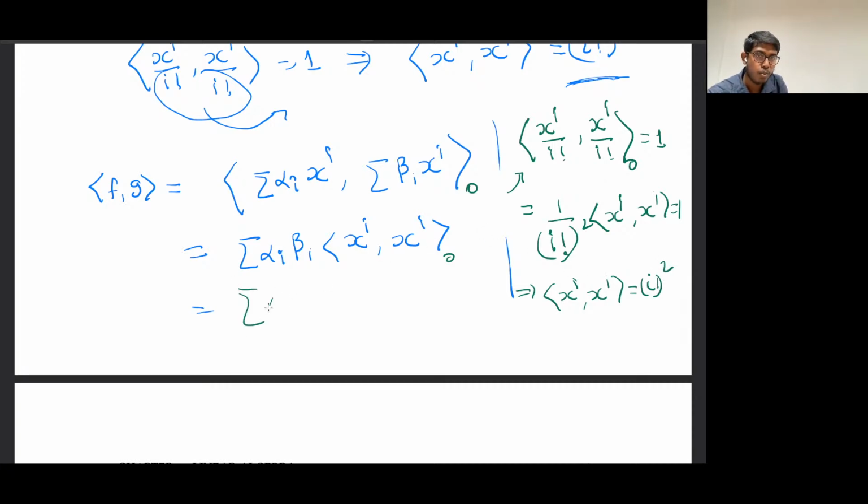And therefore this is equal to alpha i beta i factorial squared. And this gives you the unique inner product.